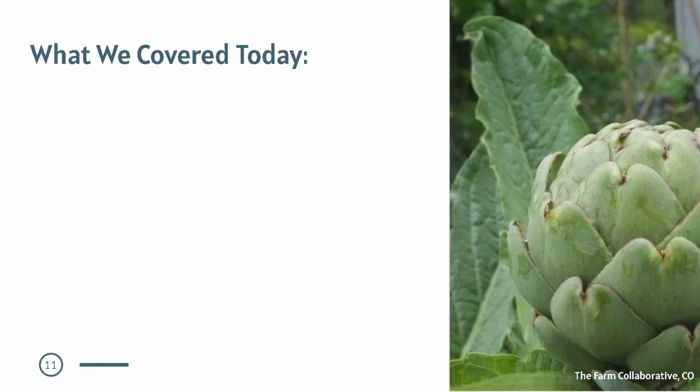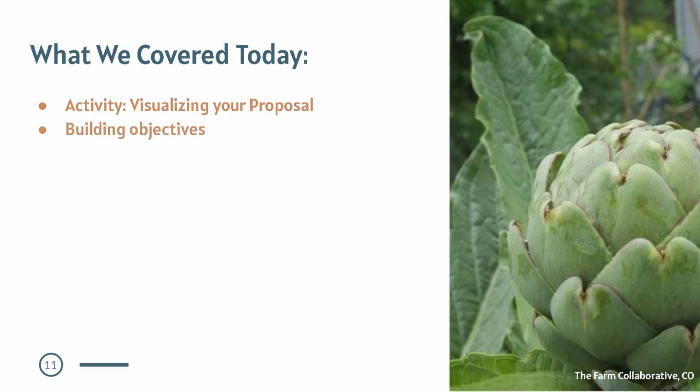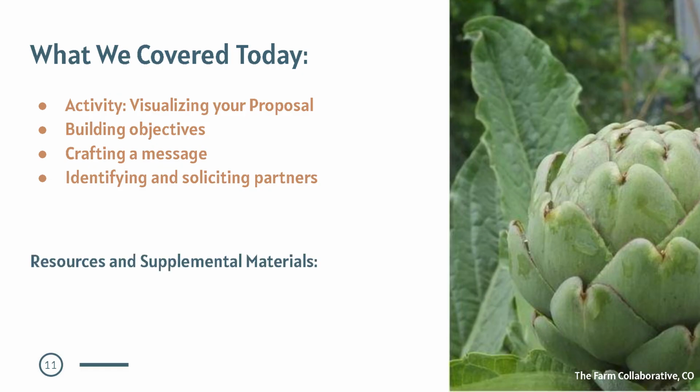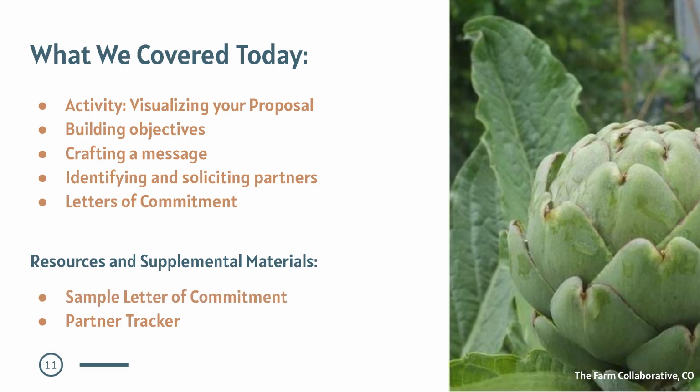All right, here's a recap of what we covered in Module 2. We opened with the Venn diagram activity of visualizing a proposal that's aligned with the grant opportunity. We learned about objectives and how to build them properly. Then we covered crafting a message, including writing a strong statement of need. We learned what partners are and how to decide who to partner with. And we'll be providing a partner tracker for you in the Resources tab. We learned how to write letters of commitment, and we've included a sample letter of commitment for you as well. Finally, we covered the importance of project sustainability.